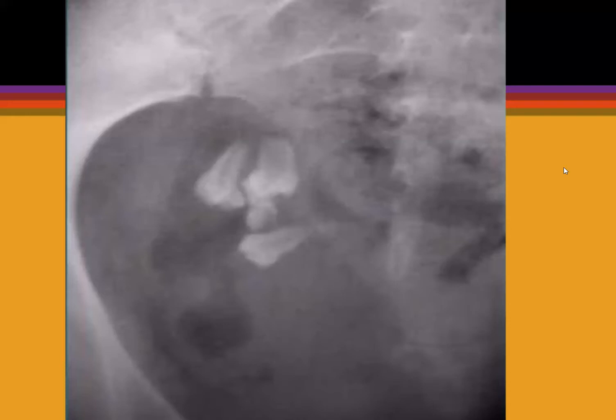What do we think these look like? Fairly obvious. These are teeth. These are teeth within a dermoid cyst. Very, very characteristic.